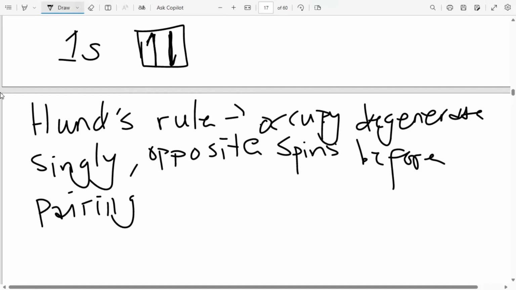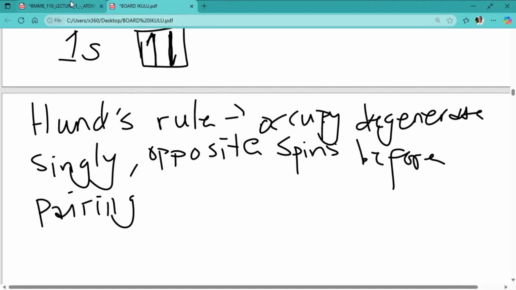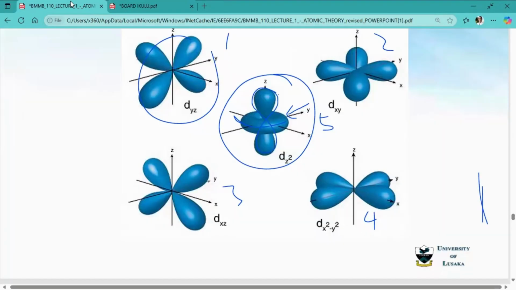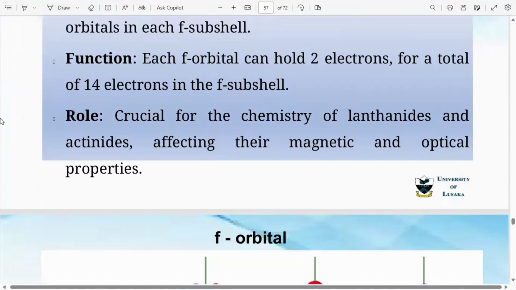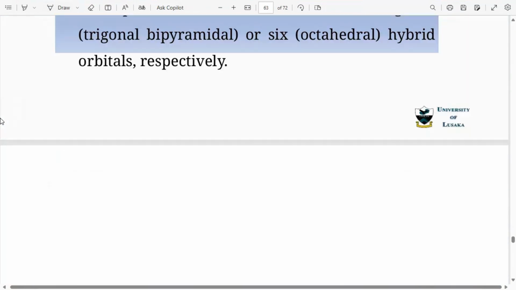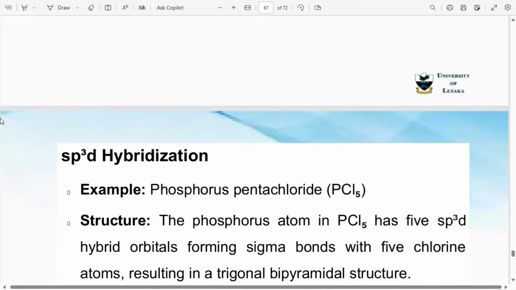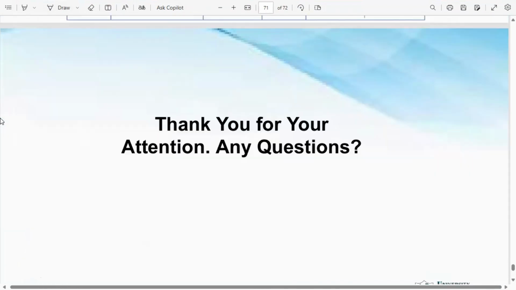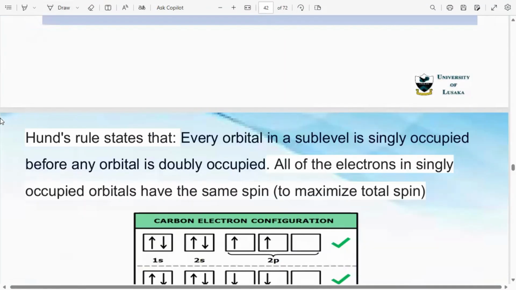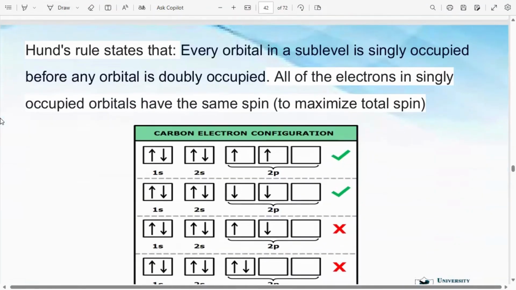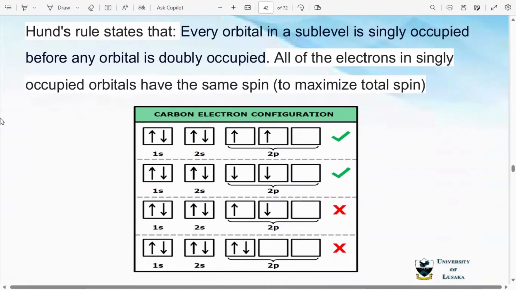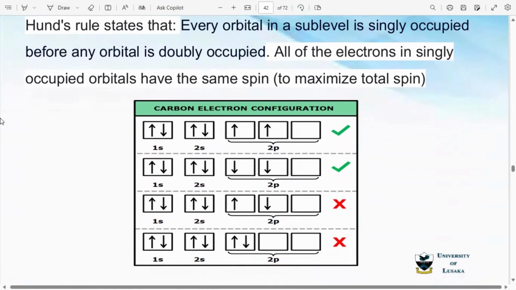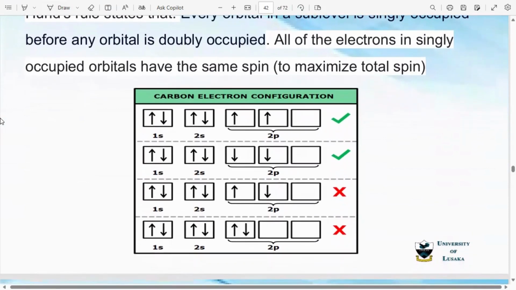Let me just show you a diagram of Hund's rule. Okay, Hund's rule, this one. Every orbital in a sublevel should be singly occupied before any orbital is doubly occupied. All the electrons in singly occupied orbitals have the same spin to maximize total spin.